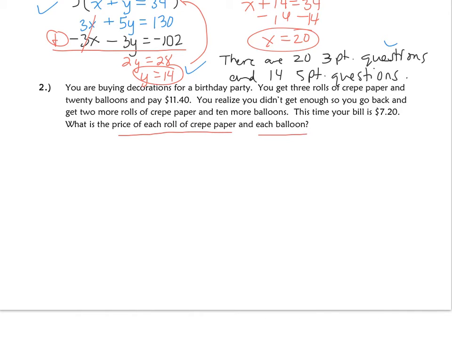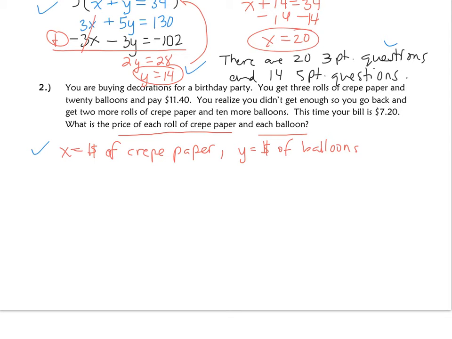What is the price of each roll of crepe paper and balloon? So there are your 2 things that you're trying to solve. So there's our 2 variables. X is equal to the price of crepe paper, and then Y is equal to the price of balloons. Okay, so there's step 1. Check. We define our variables. Now we have to write our equations.